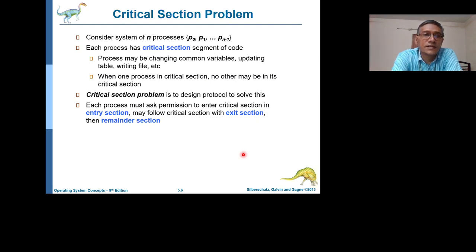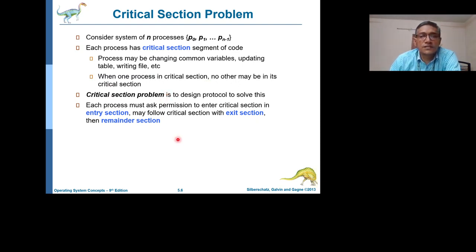So considering a system of n processes, each process has a critical section segment of code. In that particular code, they may change common variables, update values, or write files. So when one process is in its critical section, no other process should be allowed to enter its critical section, because it will provide inconsistent data. So the critical section problem should be solved.